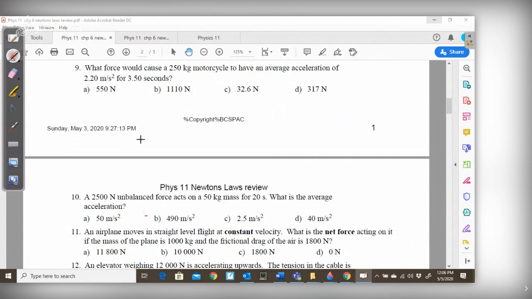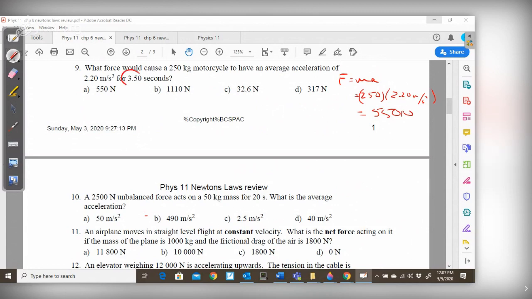What force would cause a 250 kilogram motorcycle to have an average acceleration of 2.2 meters per second squared for 3.5 seconds? All right, so F is equal to ma, and our mass is 250 kilograms times our 2.20 meters per second squared. Do that, it comes out to be 550 newtons.